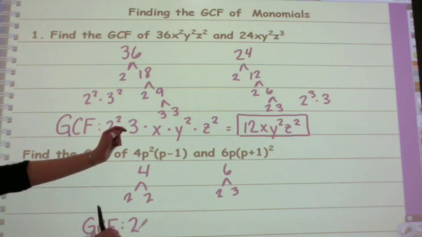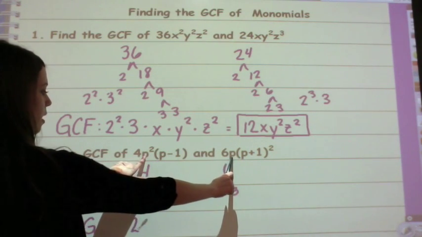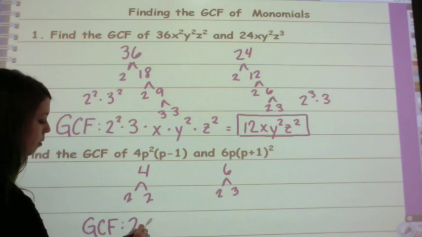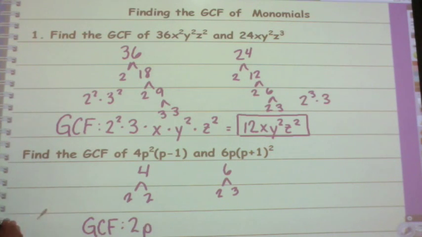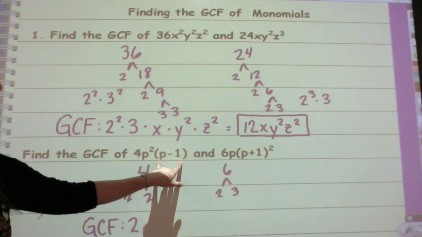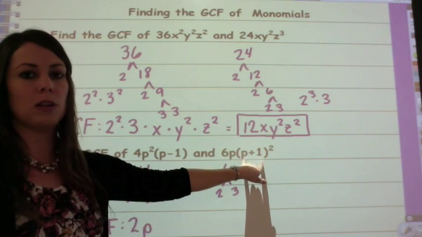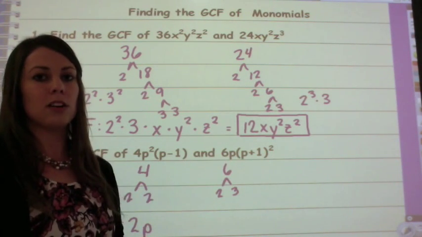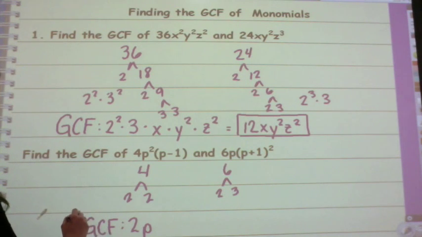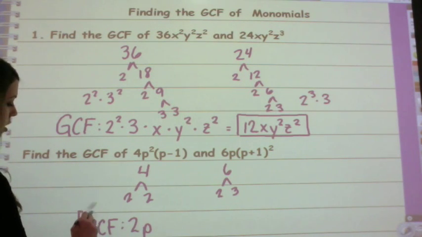Then I look at my variables. I have a p squared and a p. I'm only going to take what they both have. They both have a p. Then my quantities, I have a p minus 1 and a p plus 1 squared. Neither one of these are alike, so we can say that the greatest common factor is just 2p.